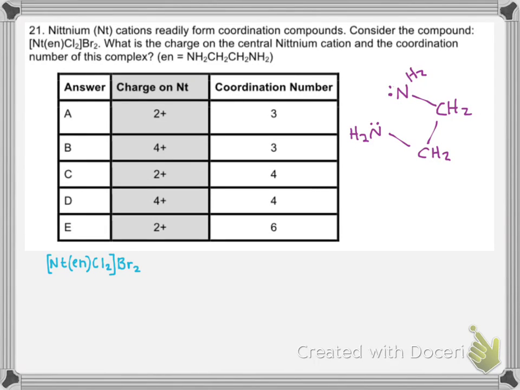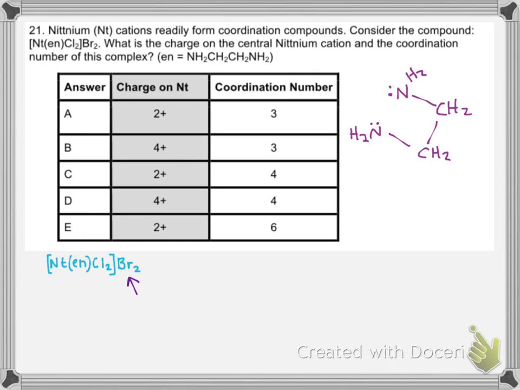In this problem, we're analyzing a complex, and it's made with the exciting metal nitnium. Dun, dun, dun, dun. Specifically, we're trying to find the charge on our central metal nitnium and the coordination number. So I always like to start on the outside of these and then work my way into the coordination sphere.